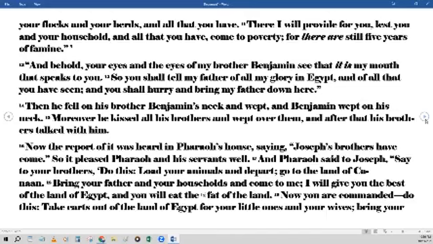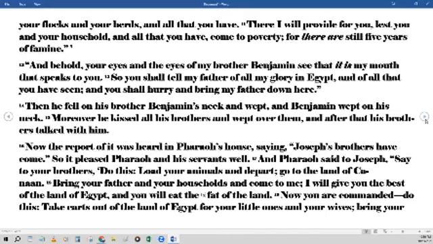Then he fell on his brother Benjamin's neck and wept, and Benjamin wept on his neck. Moreover, he kissed all his brothers and wept over them, and after that his brothers talked with him. Now the report of it was heard in Pharaoh's house, saying, Joseph's brothers have come. So it pleased Pharaoh and his servants well.